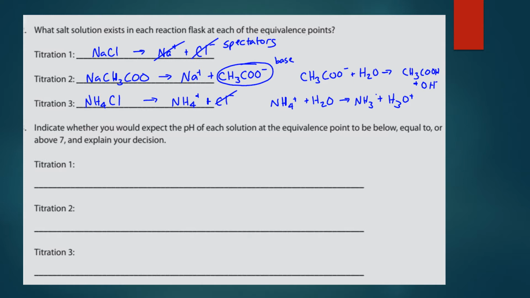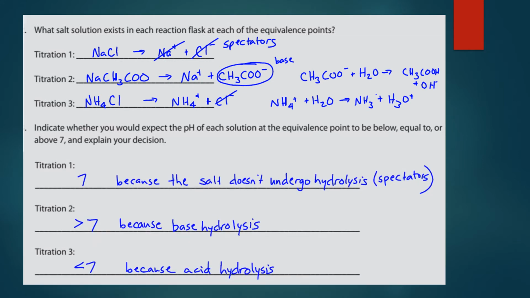With the second titration, however, we get our sodium spectator, but we also get that acetate ion. And acetate is a base. It's a weak base. It'll go on to react with water to form acetic acid and hydroxide. In titration number 3, the ammonium is acting like an acid in this case. When we combine it with the water, we get ammonia and we get hydronium ion.